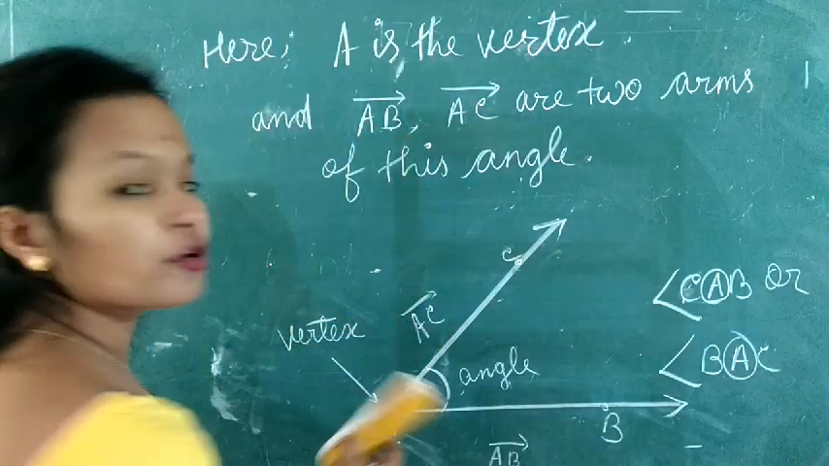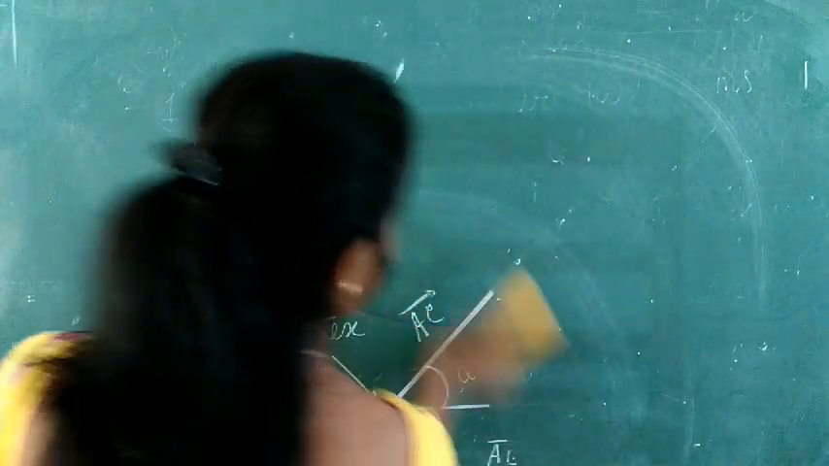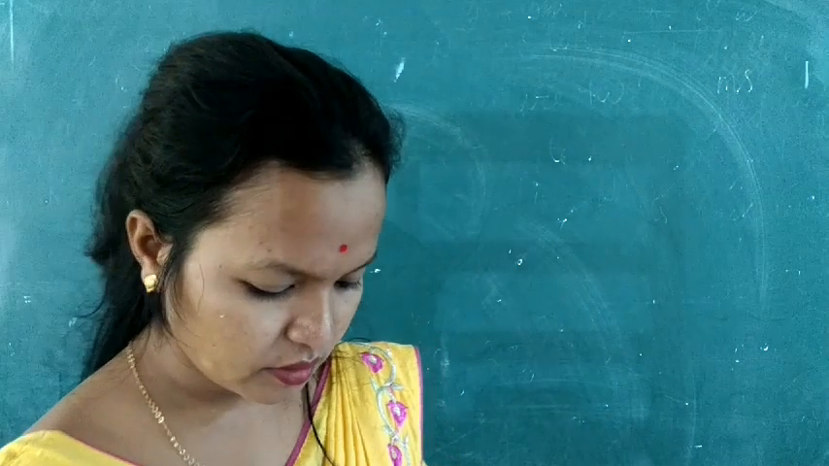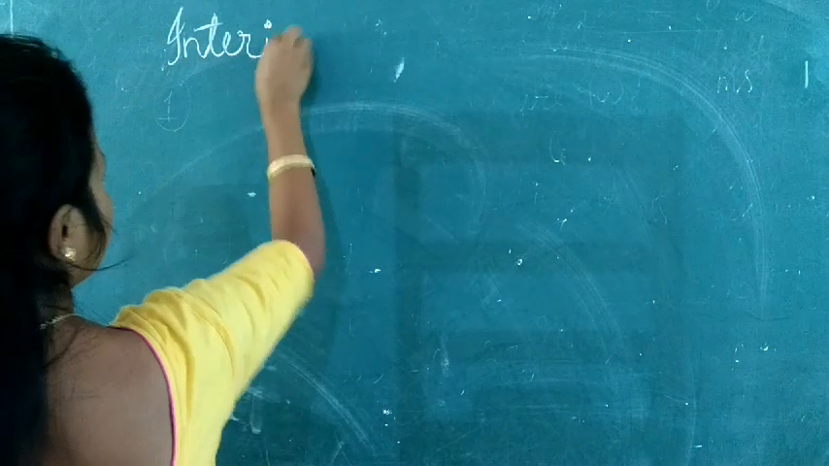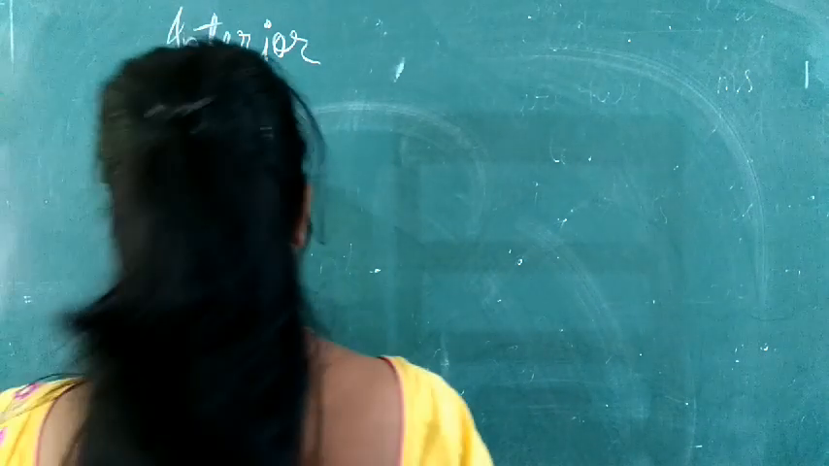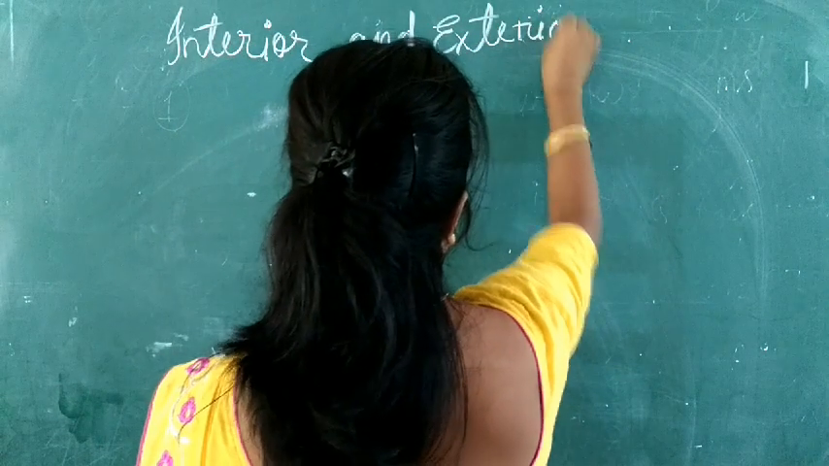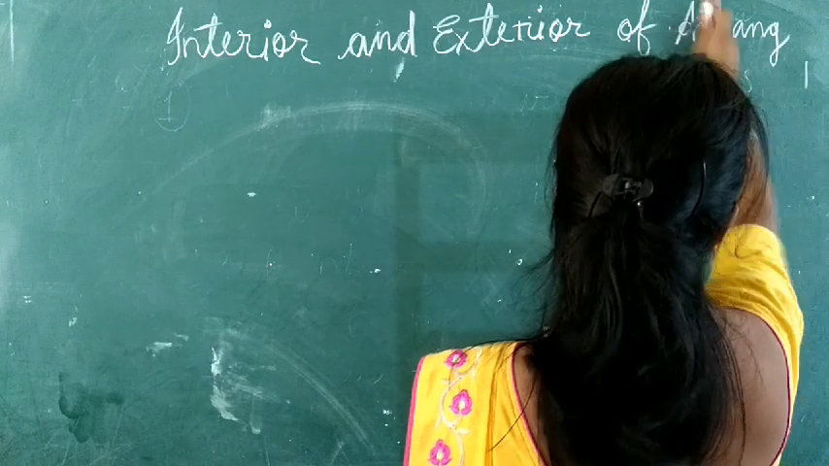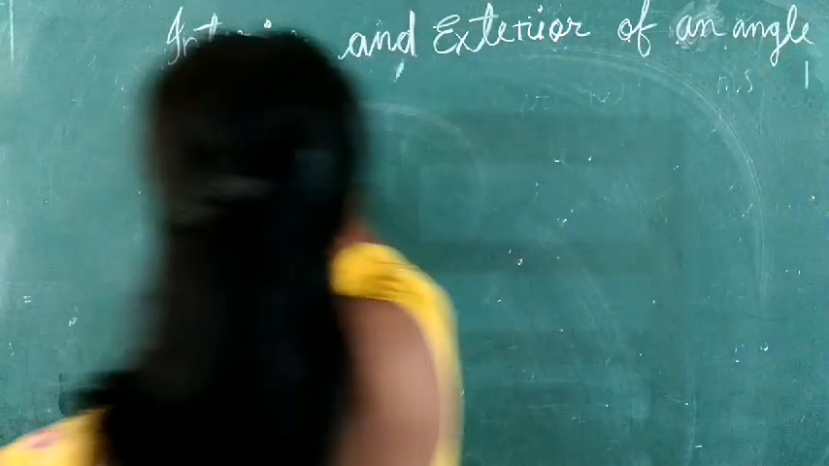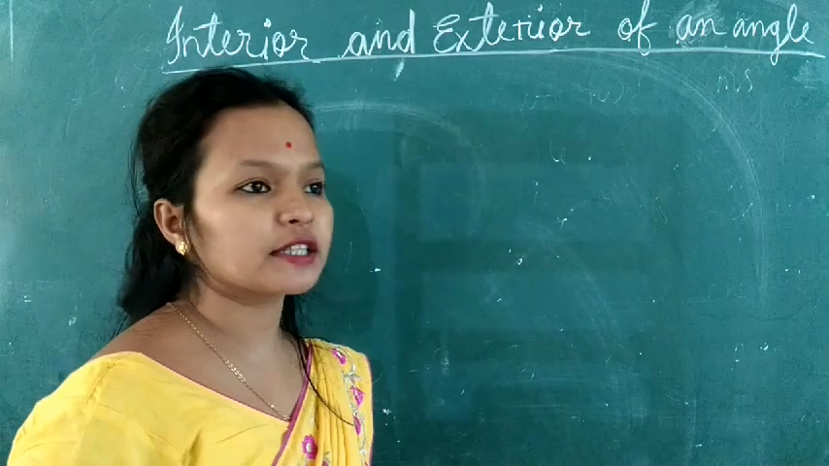After that, I hope you completed it. The next one is interior and exterior of an angle. Write: interior and exterior of an angle. What is called interior and what is called exterior of an angle?